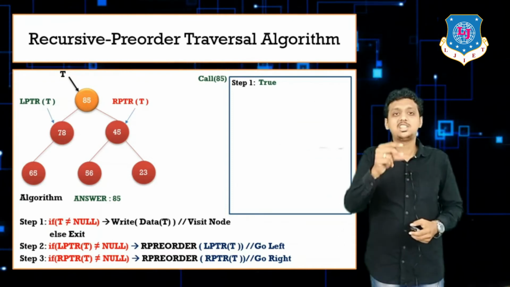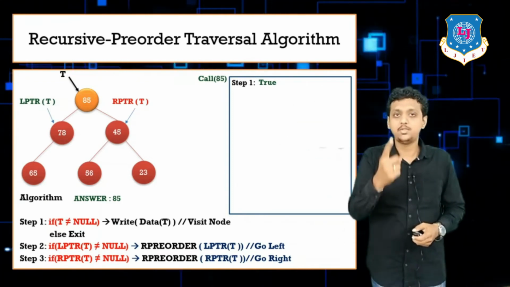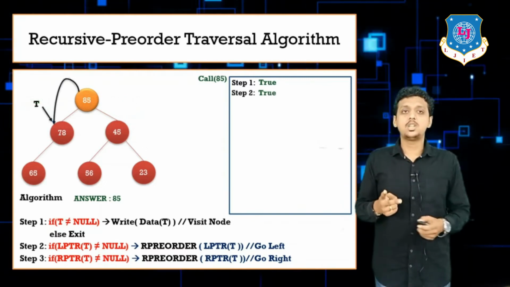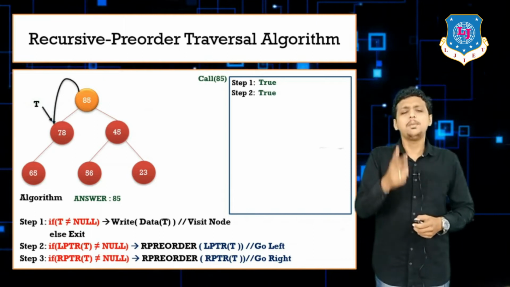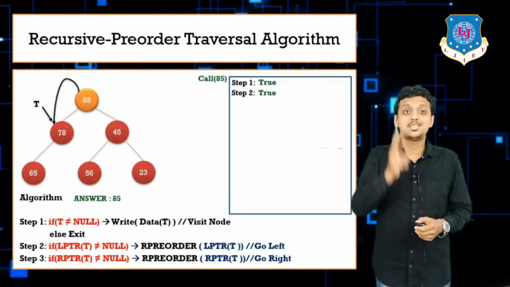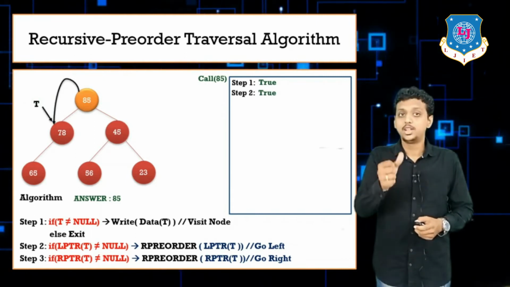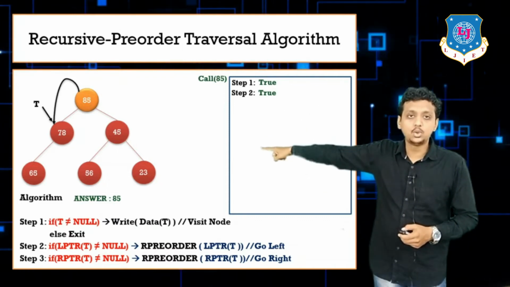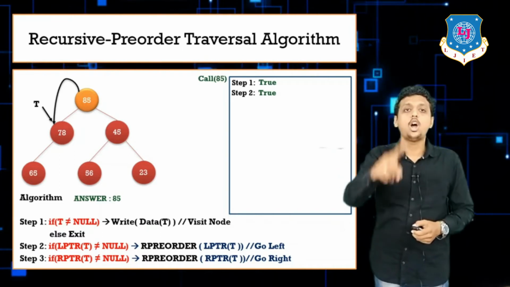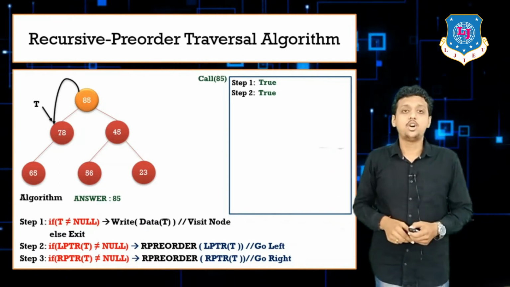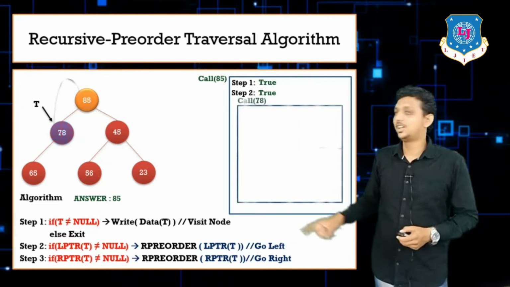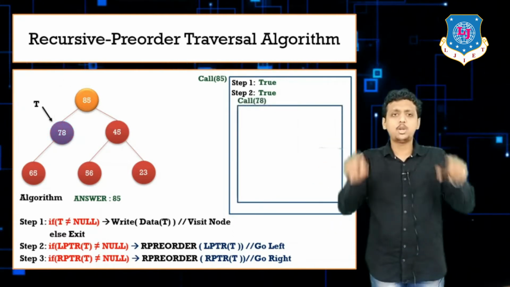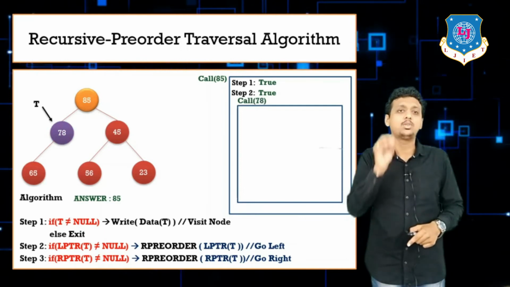So what to do? Step number 2. After completing step number 1 for 85, we move towards step number 2. So here students, step number 2 is: is LPTR of 85 null or not? No, it's not null. There is a node over there for 85. So what you need to do is call the function again for 78. So here it is, function calling for 78. See, I'm showing you something because you will get the idea about recursion.